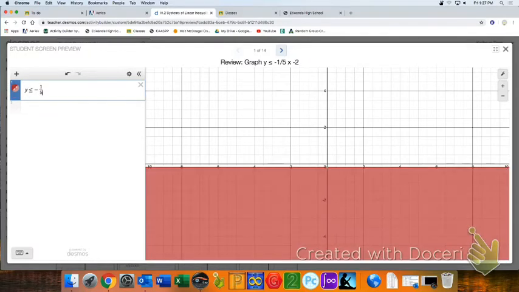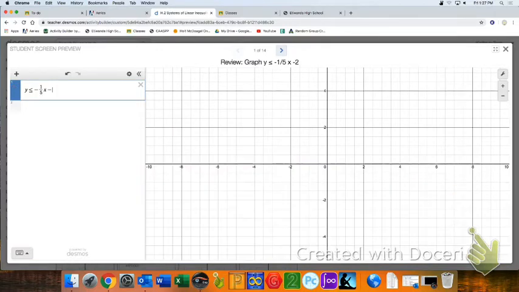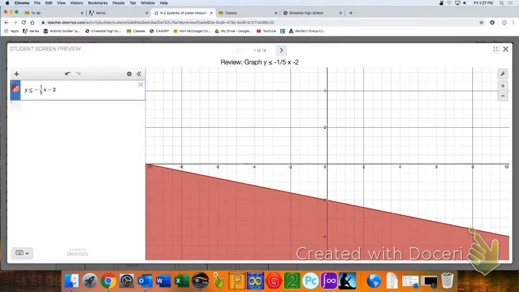Negative 1/5. Now you notice I have to arrow over to get out of the fraction. X minus 2. I should have something that looks like that, yes? Is a solid line appropriate? Yes, because it has the "or equals to," okay?